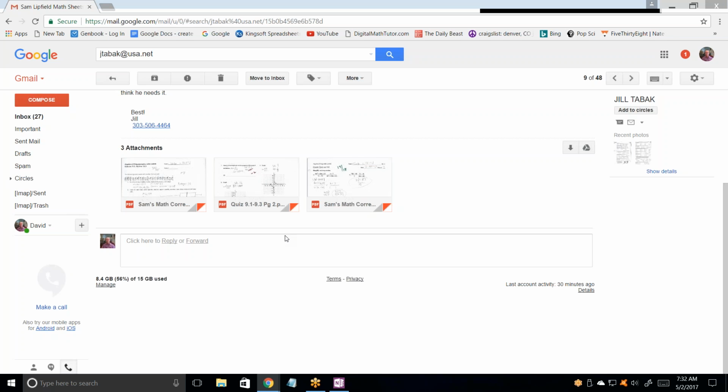Okay. Just click on Sam's math corrections out of the three attachments. And let's just take there's two of them. Not number 2, just that one. Oh, just this one on the left? Actually, there's only one missed problem on that one. Yeah, let's just do that and click on that.